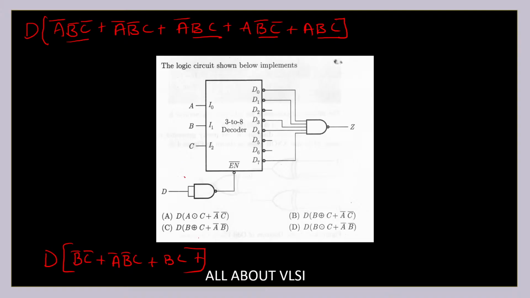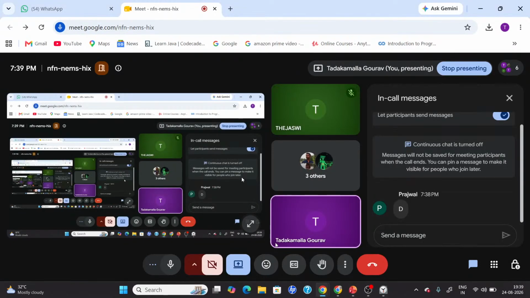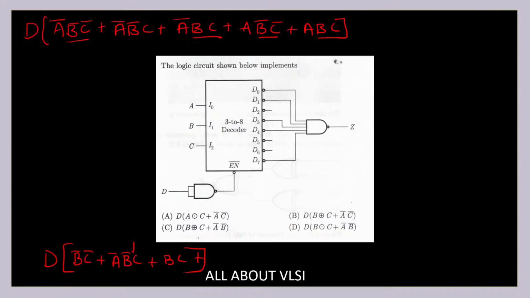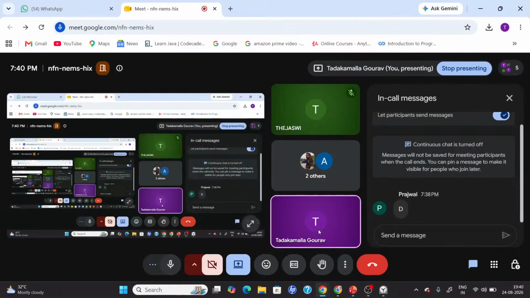Option D: A bar B bar plus B XNOR with C. What about this C term? How have you eliminated this? Am I missing anything? Yes, Prajwal. Or we can simply use a K-map. Using K-map also you can solve it, and once verify whether you are getting option D or not. And what about others? Are you getting the same answer or any different answers?